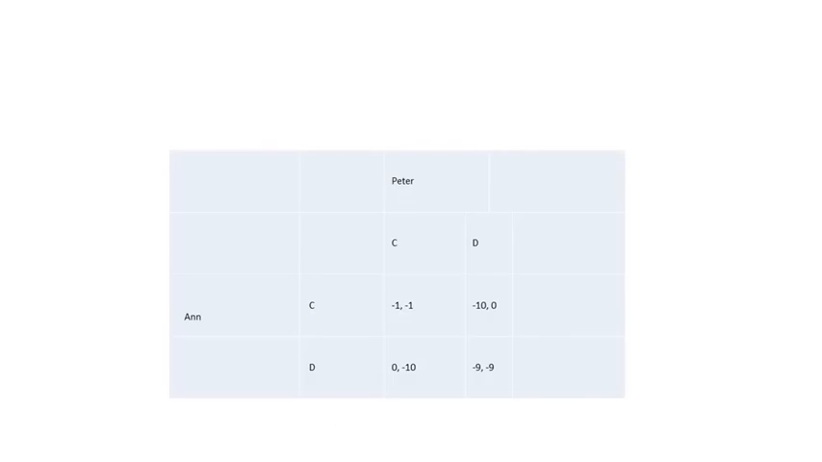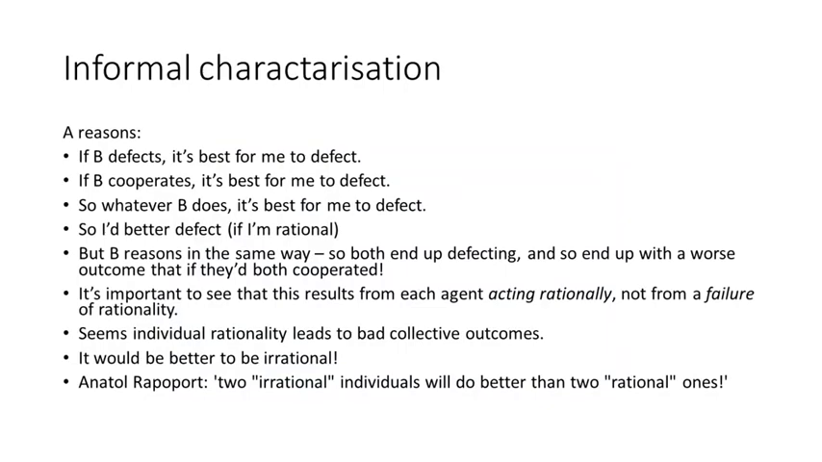But of course, the situation is entirely symmetrical, and B is reasoning exactly the same way. If A defects, it's best for B to defect. If A cooperates, it's best for B to defect. So it's rational, whatever A does, for B to defect. So both end up defecting, and this is the outcome of an entirely rational process. Each is exhibiting absolutely unimpeachable rationality.